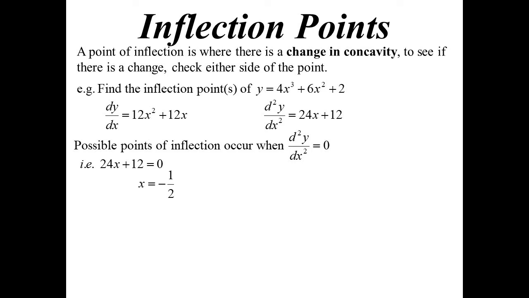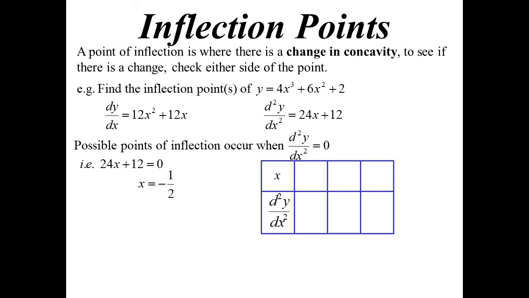We need to check either side to see whether concavity changes. So I draw up my table of values. Negative a half is where we're investigating. It has no concavity at that point. Okay, we need to pick a point on the left and a point on the right. The same rules apply: don't go past any other possible inflection point, or cross any asymptotes, when you're picking your number. So what did I pick? Negative 1. Sub that in, I get negative 12, so it's concave down at that point.